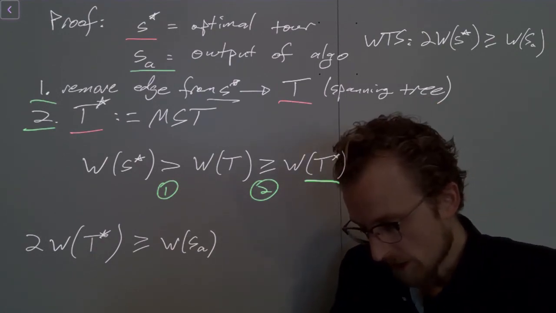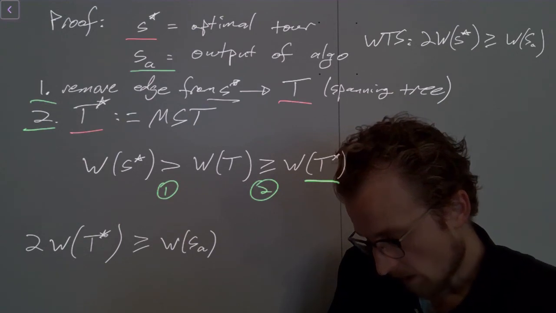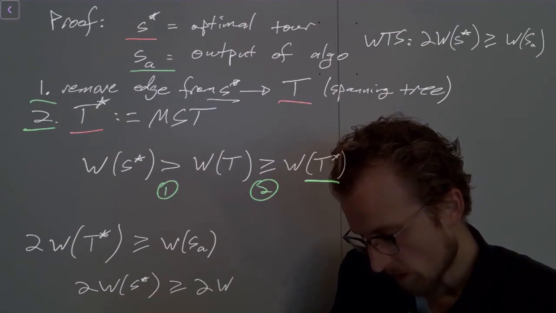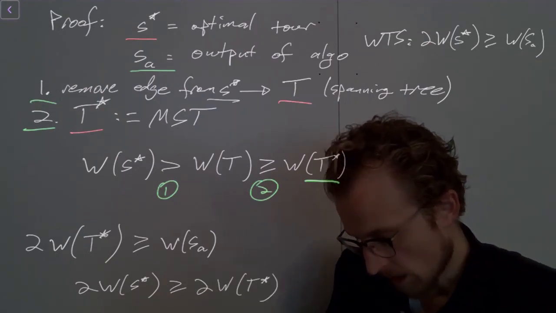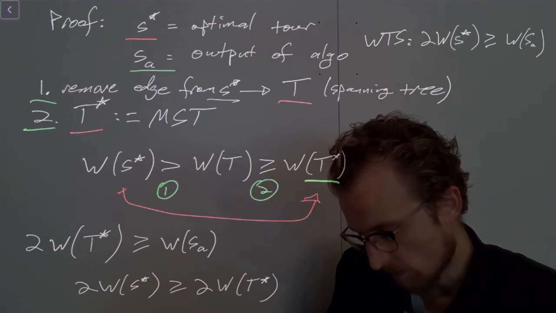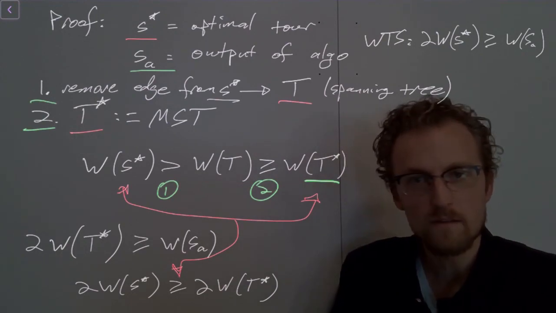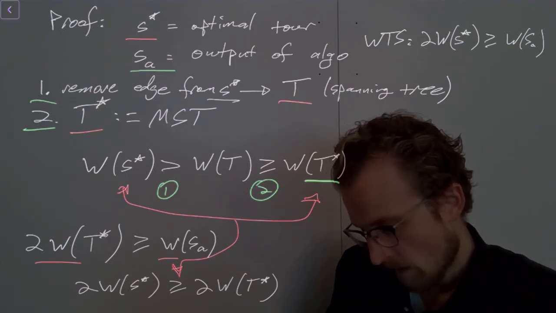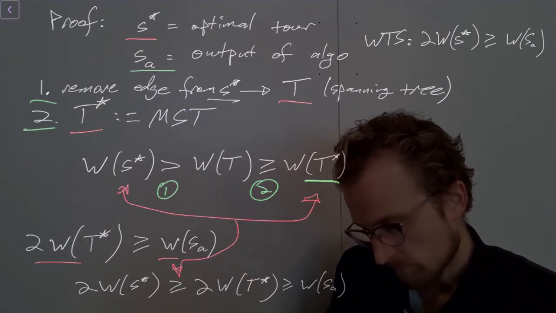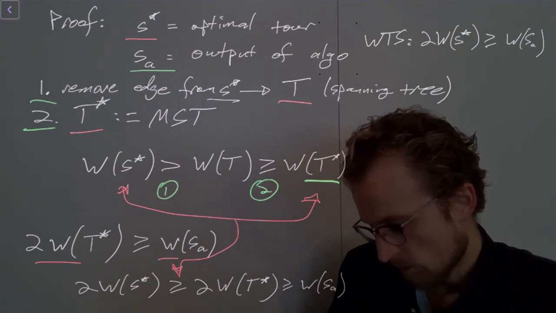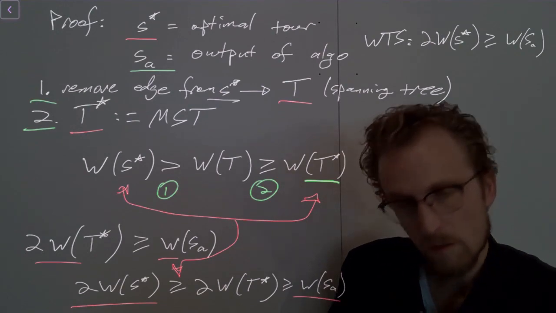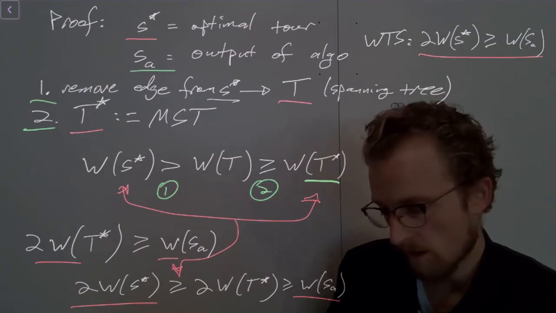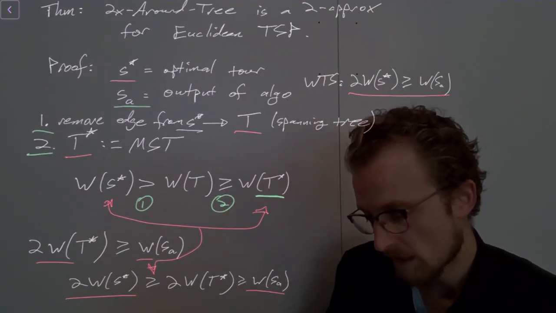Okay, so what do I have altogether? Well, I can write this as 2 times W of S star is greater than or equal to 2 times W of T star. That's just these two, and then doubling the inequality. Okay, and then I've got that 2 times W of T star is greater than or equal to W of SA. Okay, and so in the end, what I have is 2 times the optimal tour cost is greater than or equal to the output of the algorithm, as desired. That is, the twice-around-the-tree algorithm is a 2-approximation for the Euclidean TSP.